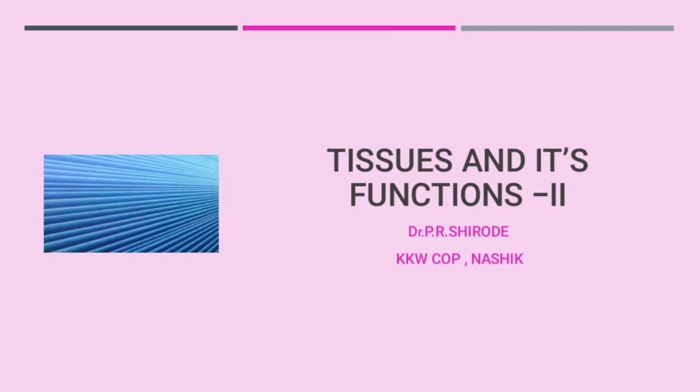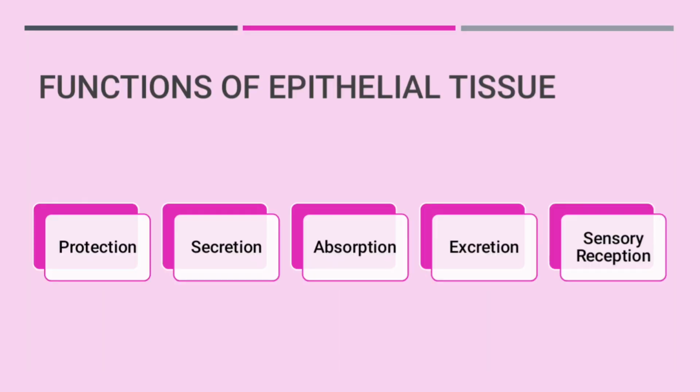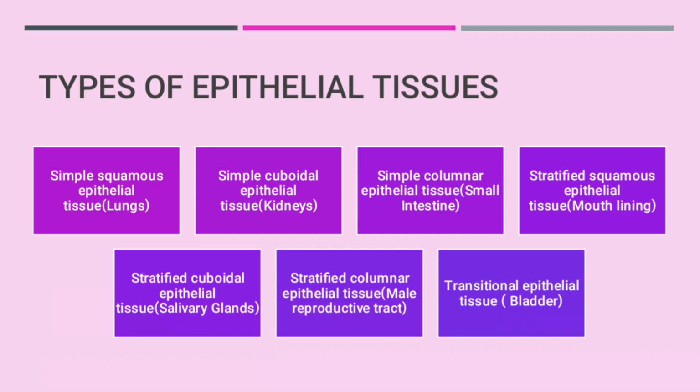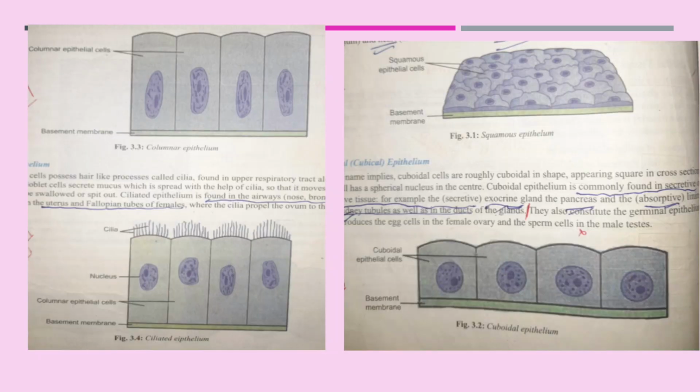So now, tissues and their function, part 2. We already saw the functions of epithelial tissue as protection, secretion, absorption, excretion and sensory perception. What are the types of epithelial tissue? Epithelial tissue consists of simple squamous, simple cuboidal, simple columnar, stratified squamous, stratified cuboidal, stratified columnar and transitional epithelial tissue.